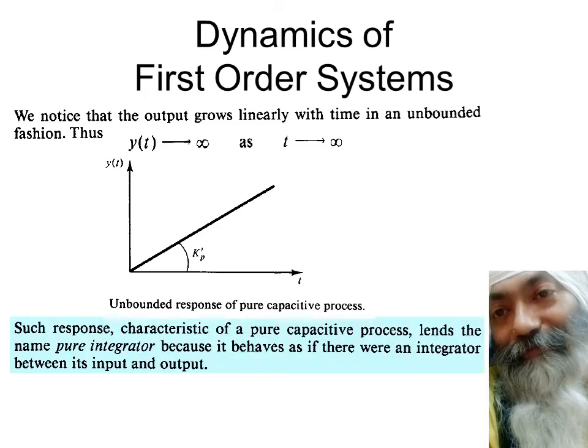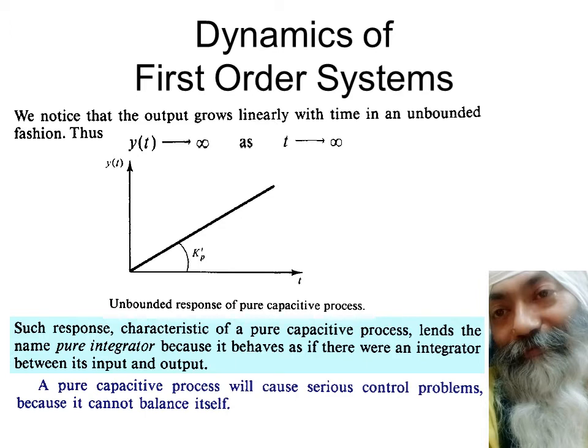So we say its response is in the form that it's a pure integrator, a pure capacitive. In this case, this is the relationship between the input and the output. Once again, because it's an unregulated one, pure capacitive processes can cause serious control problems because they cannot balance themselves. That's why you have to be very, very cautious.